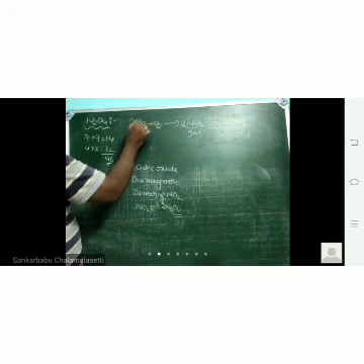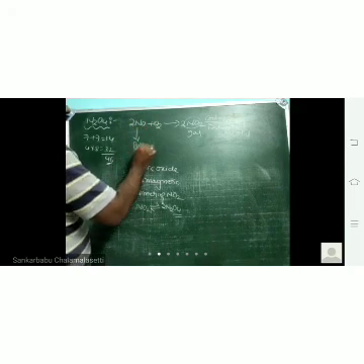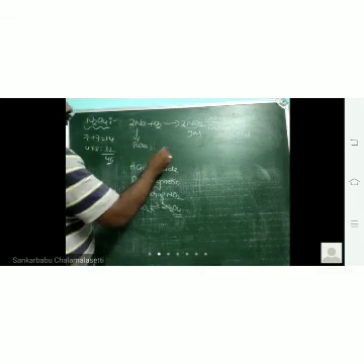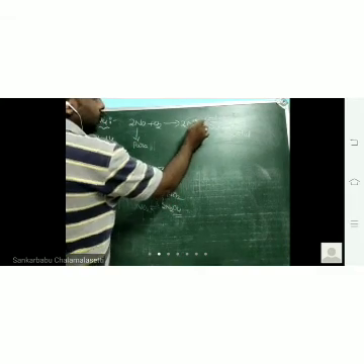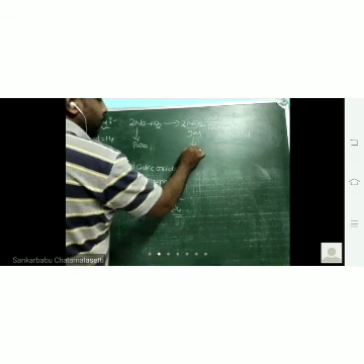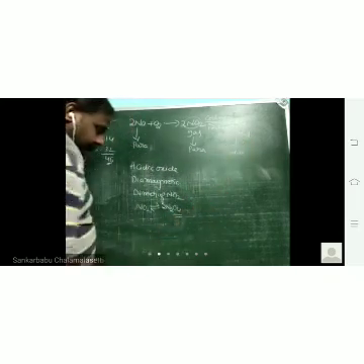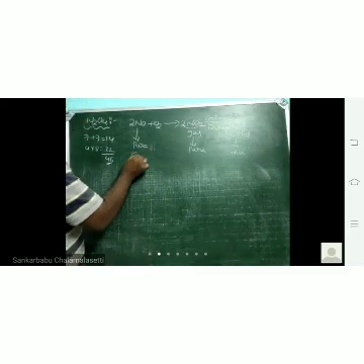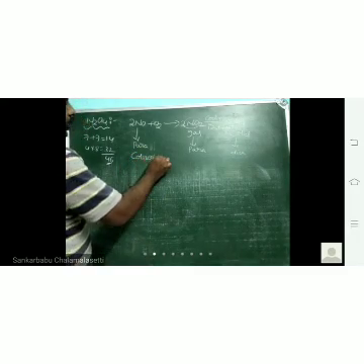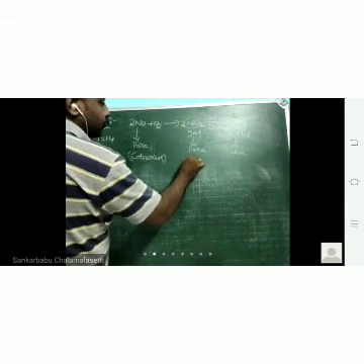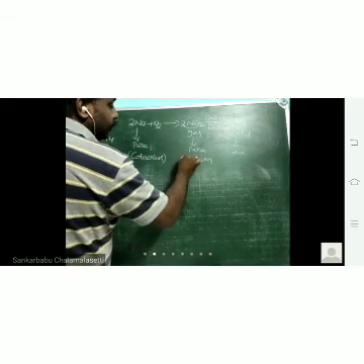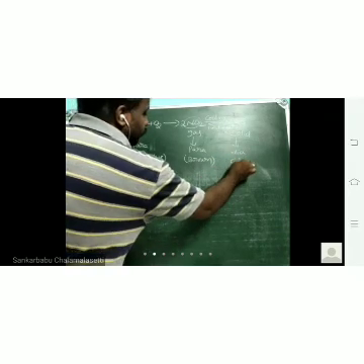Remember, NO is paramagnetic due to the presence of an odd number of electrons. NO2, nitrogen 7, is also paramagnetic. But here, an even number, it is diamagnetic. And we know NO is colorless. But NO2 is a brown colored gas. And N2O4 is again colorless.